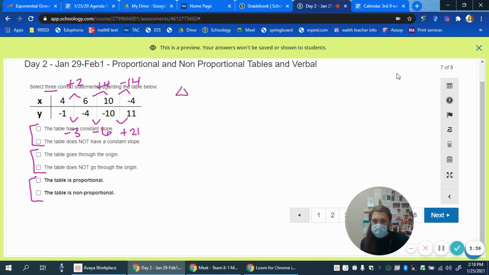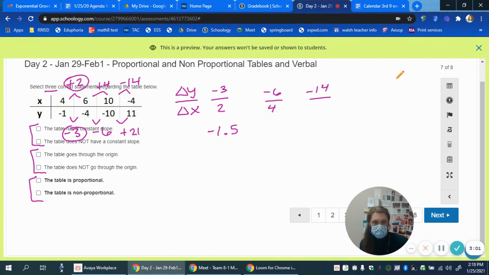So every time we work with tables, it's change in y over change in x. Well, my first change in y was -3, and -3 divided by +2 gives me a -1.5. And I'm going to check that for each one. -6 over 4 gives me the same thing, and -14.